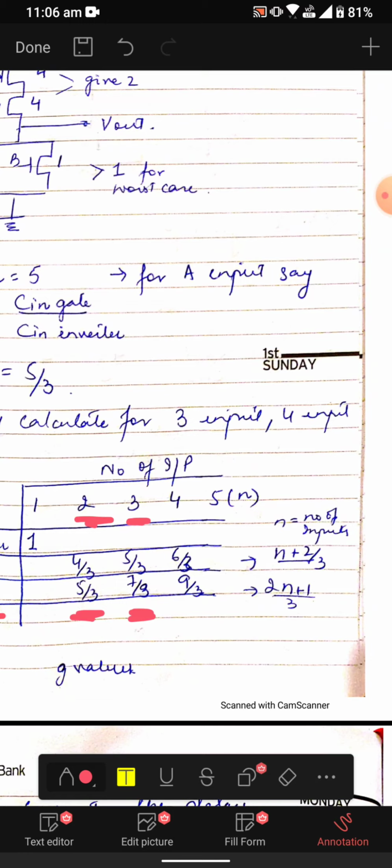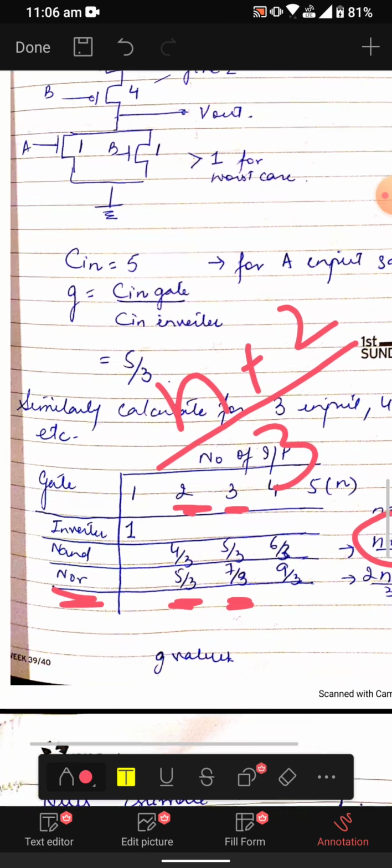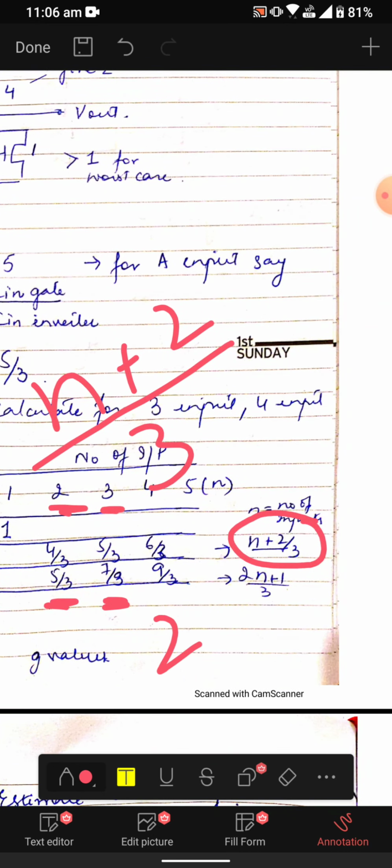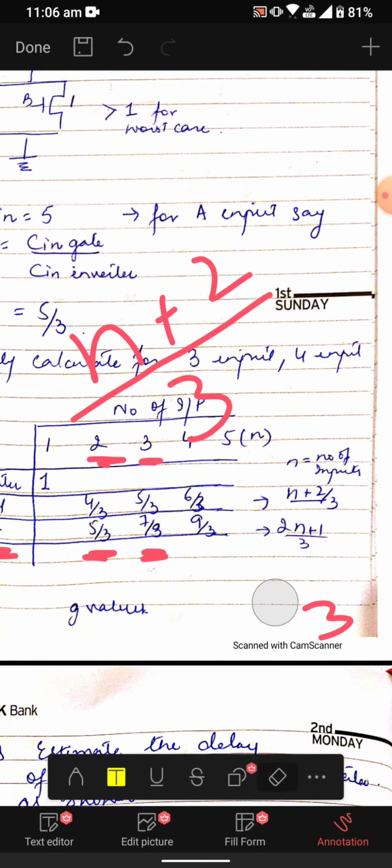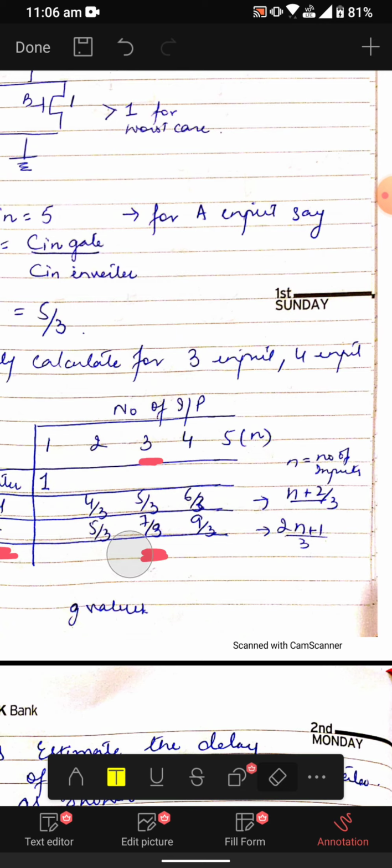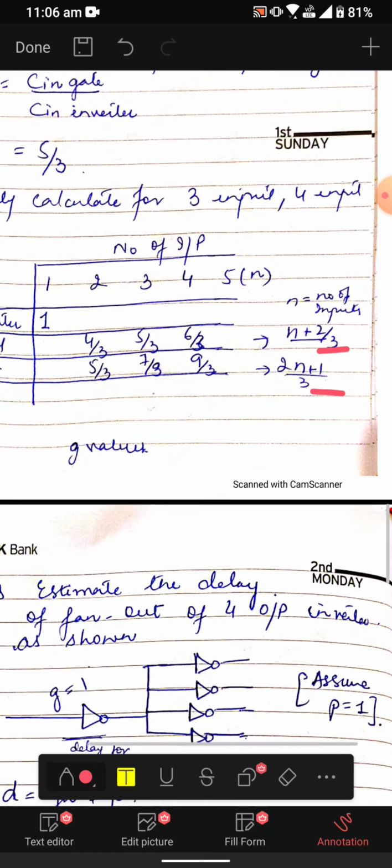So a general formula that can be written for calculating the value of G is, for NAND gate, (n+2)/3, and for NOR gate it is (2n+1)/3. Okay. Where n is the number of inputs. So this table can be easily obtained or you can simply remember the formulas. Okay. Here and here.